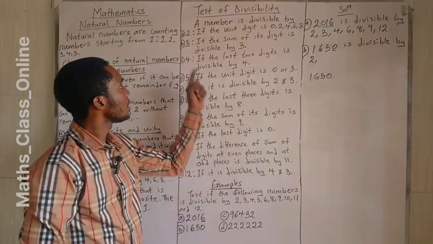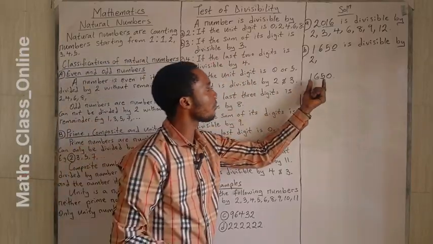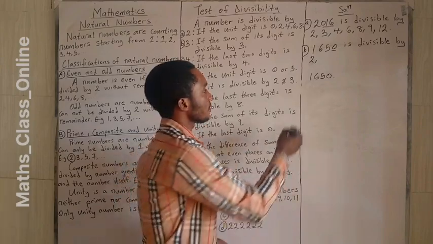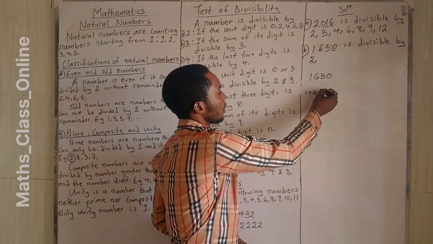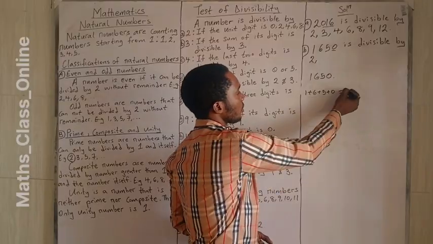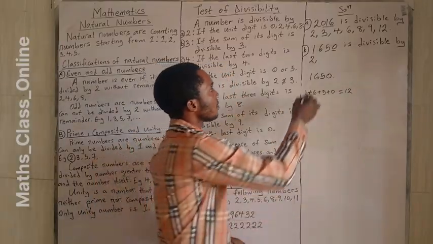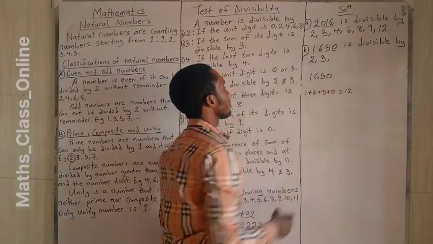By 3. If the sum of its digits is divisible by 3, the sum of the digits of 1650 is what? 1 plus 6 plus 5 plus 0. That is 12. 3 can divide 12. That means that it is divisible by 3.